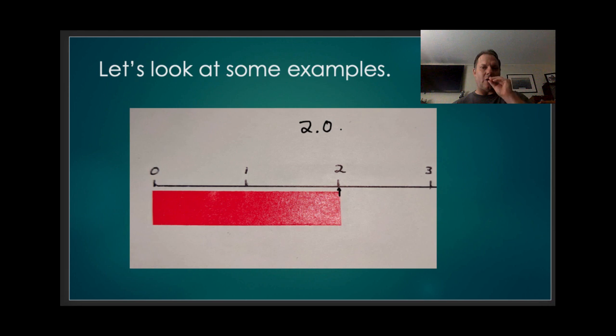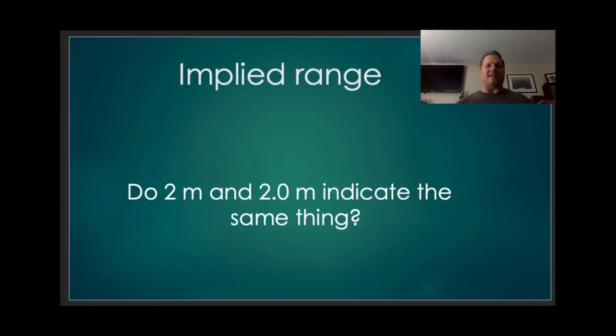How is that different than 2? If you tell me 2, then I'm thinking, it's somewhere around 2. It could be close to 3. It could be down by 1. It's somewhere around 2. If you tell me 2.0, now I know that it's really just in this little area right here. So really close to that 2.0. Maybe it's close to 2.1. Maybe it's down towards 1.9. But it's close enough to that 2 where I'm calling it 2.0. That's kind of interesting. So, do 2 meters and 2.0 meters indicate the same thing?